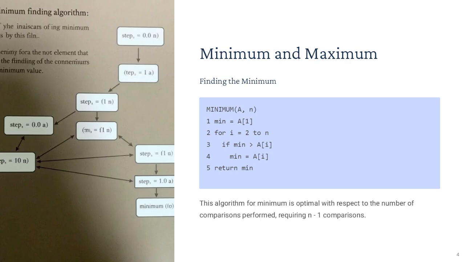Finding the minimum element in a dataset is a fundamental task. The minimum algorithm iterates through the array, updating the minimum whenever a smaller element is found. This requires n-1 comparisons, which is optimal for this problem. The necessity of n-1 comparisons can be understood through a tournament analogy. In this analogy, each comparison is treated as a match where the smaller element wins. To identify the overall minimum, every other element must lose at least once, requiring at least n-1 matches or comparisons. The minimum algorithm is optimal in this sense.